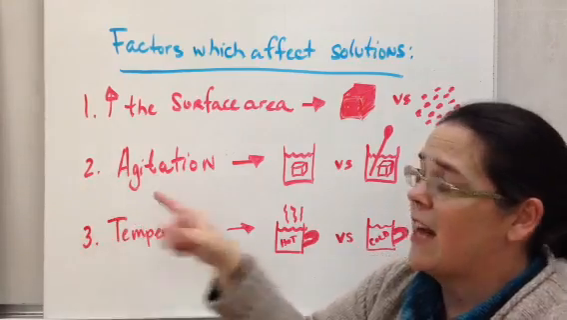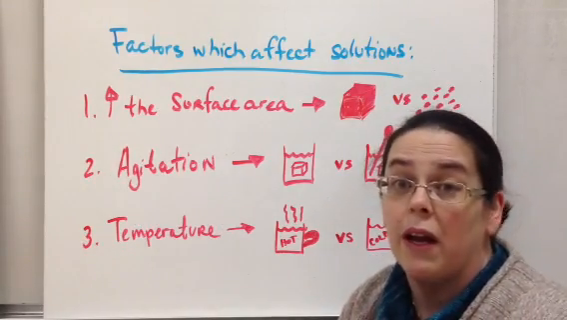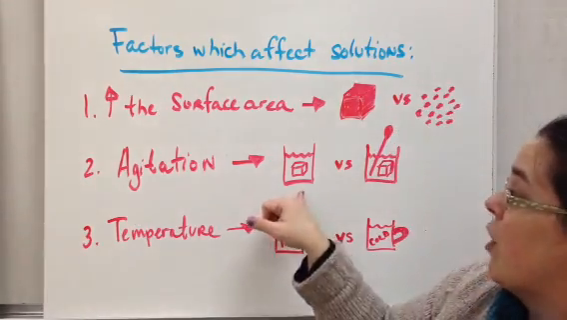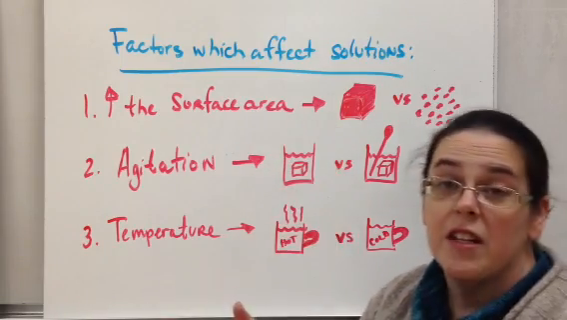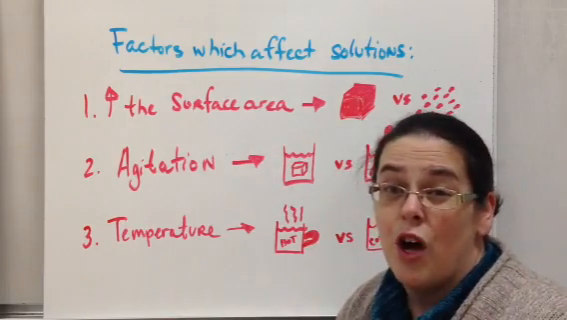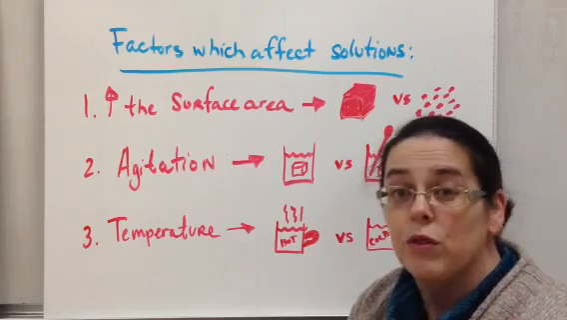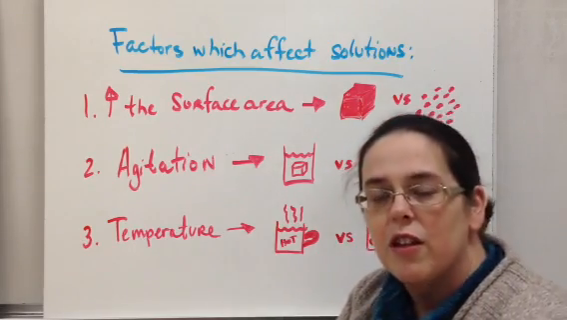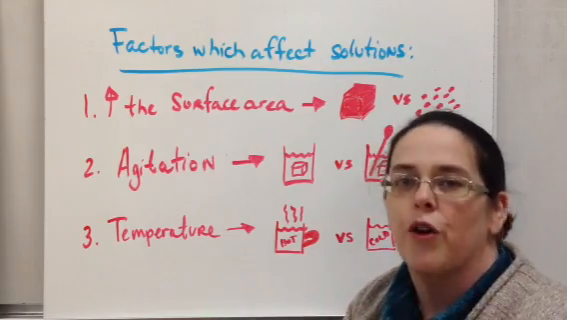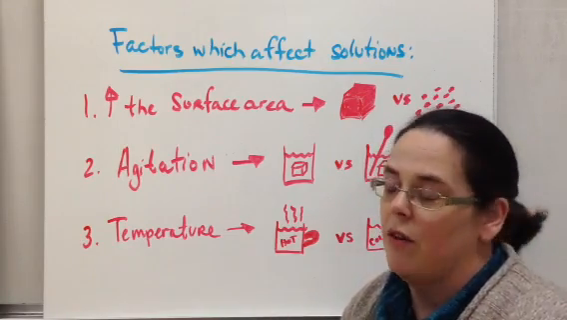Second factor is agitation, how much you're stirring the object. So we have our glass, it's got a sugar cube in it. We're just going to let it sit there. Eventually it will dissolve without any help. The water will do all the dissolving. But then if we stir it, the stirring, the movement of the water over the cube is going to make it dissolve a lot faster.